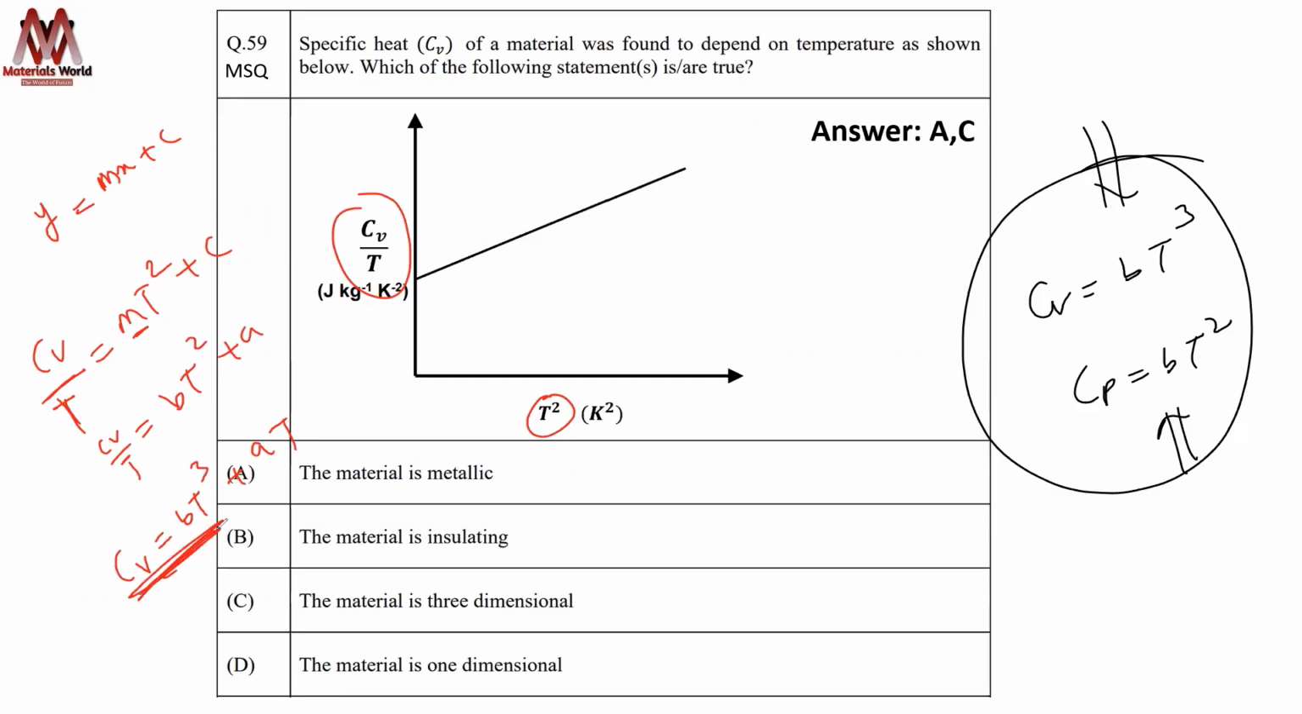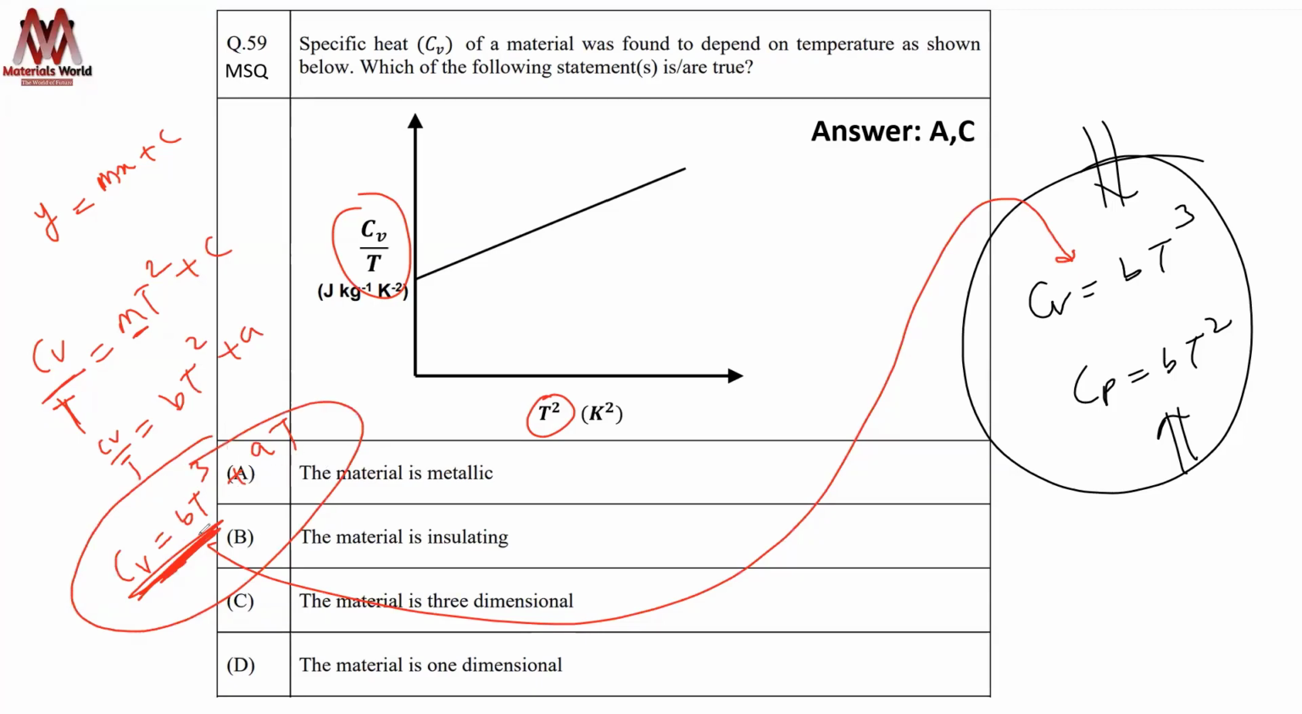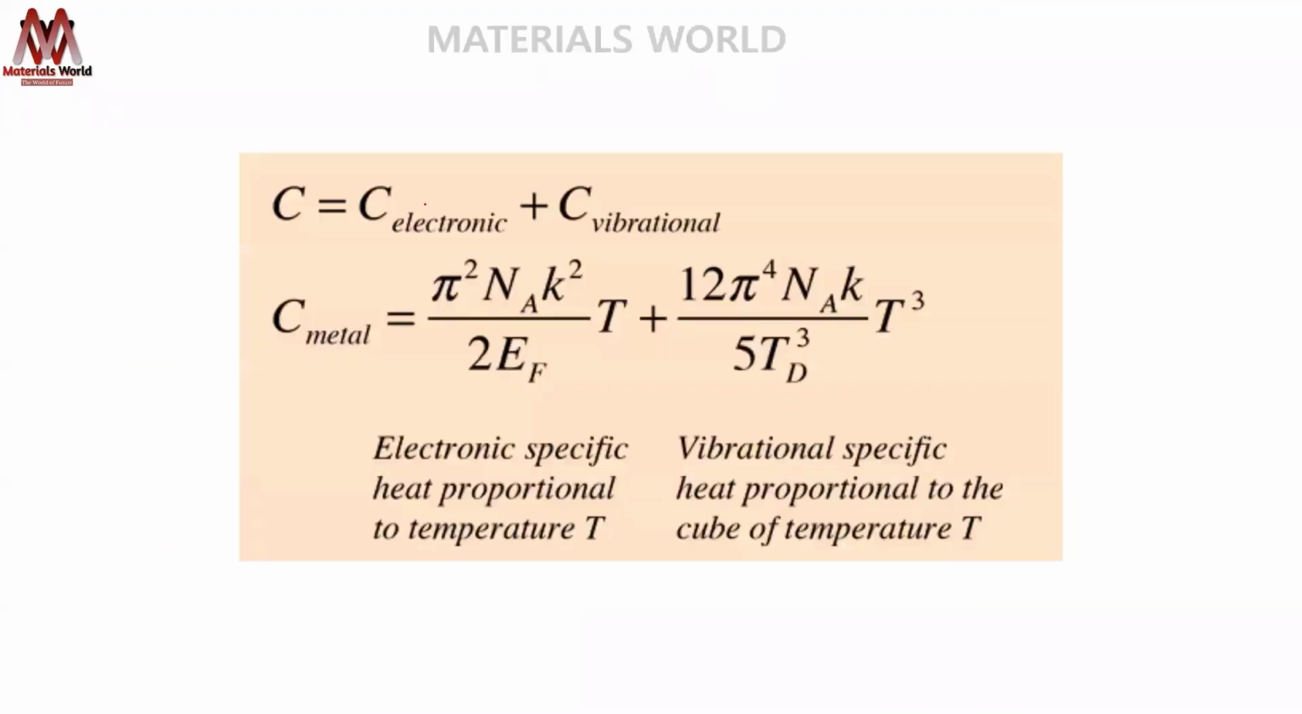This is what I already gave to my students, and this is for metals, for a metal system, and it's for 3D. So definitely this graph is telling you Cv equals bT cubed plus aT, third power and first power. It's for metallic and it's for 3D for sure. This is the symbolic expression. We have b and a. What is the actual value of b and a? This is well derived.